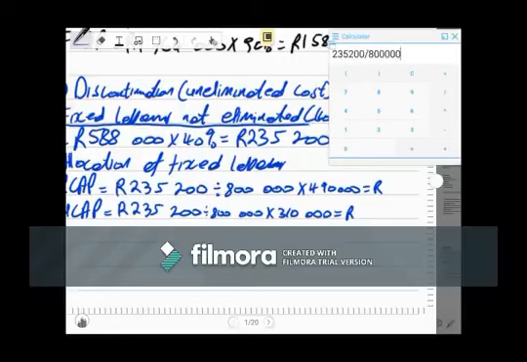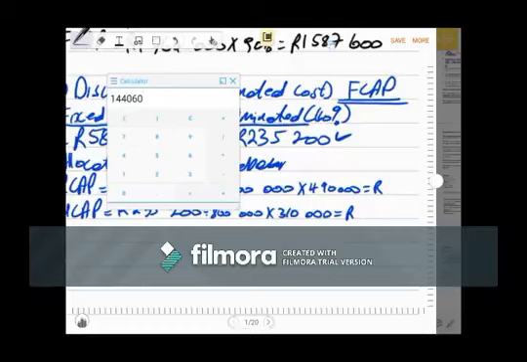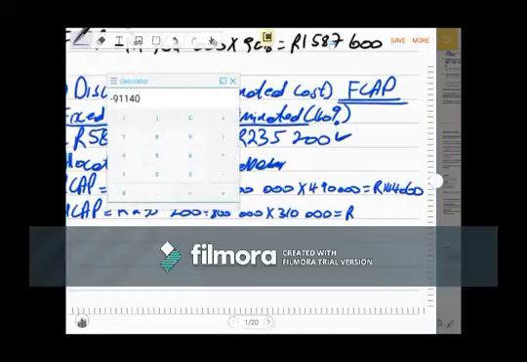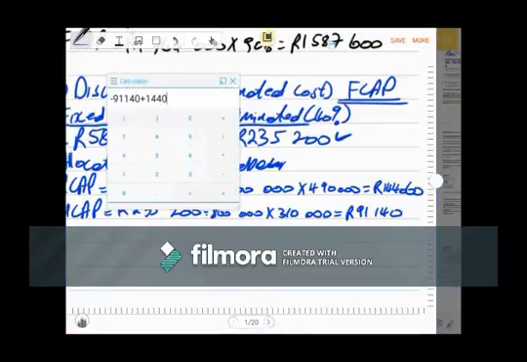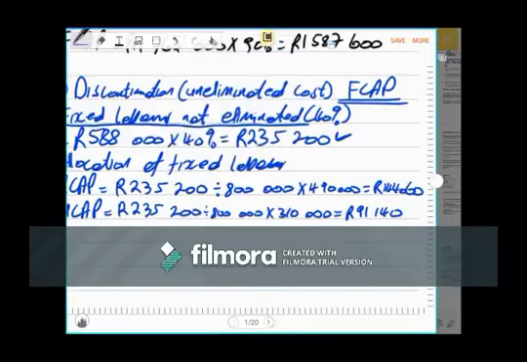Therefore now it will be 235,200 divided by 800,000. We times this by 490,000. It gives us 144,060. Then the rest will be minus 235,200. You can just do that. It gives me 91,140. 91,140 plus 144,060 is 235,200. Or else you can still continue calculating the second one. 235,200 divided by 800,000, times this by 310,000 units, which is 91,140. That will be how we allocate.